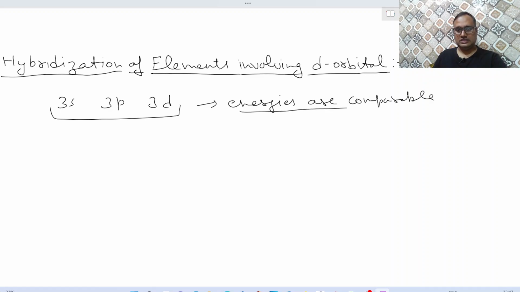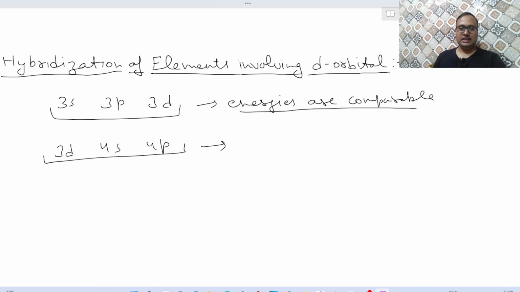So the 3s, 3p and 3d orbitals can be involved in the hybridization, and we can also see that the energy of 3d is also comparable to 4s and 4p orbitals. So these can also be involved as their energies are also comparable.